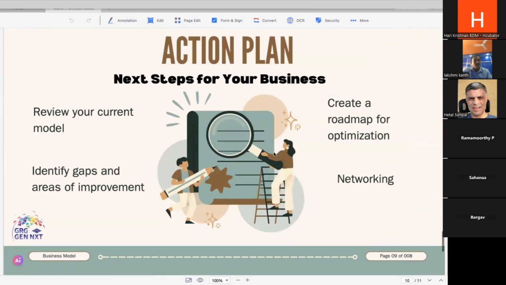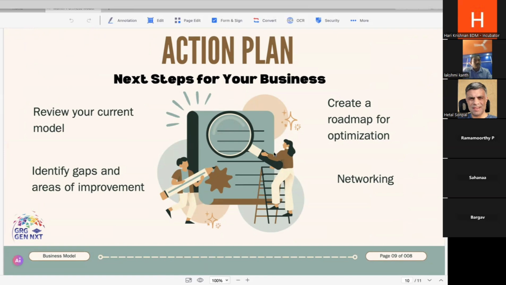So I'm quickly jumping to the action plan. I want you all to work towards creating a business model canvas for your business. That's the action item. And you get one week's time. So from now till next Friday, you will have some break during Pongal as well.